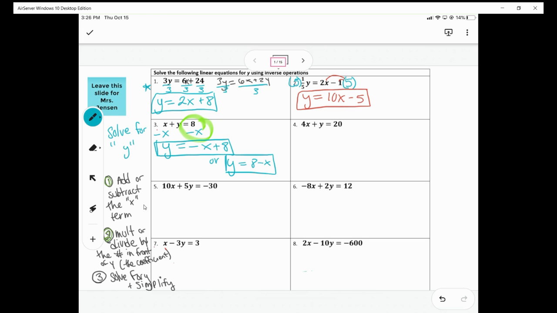So with number 4, the first step we want to do is we want to subtract 4x from both sides. And there it is, y equals negative 4x plus 20. Again, the order doesn't matter, so you could have 20 minus 4x as well.